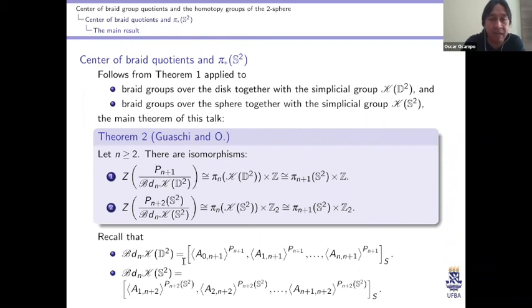So the boundaries are these iterated symmetrical commutator subgroups. They are iterated products of iterated commutators. And so the center of these groups are isomorphic to the homotopy groups of the sphere pi n plus 1 of S2 times the center of the pure braid group that we consider in each case.